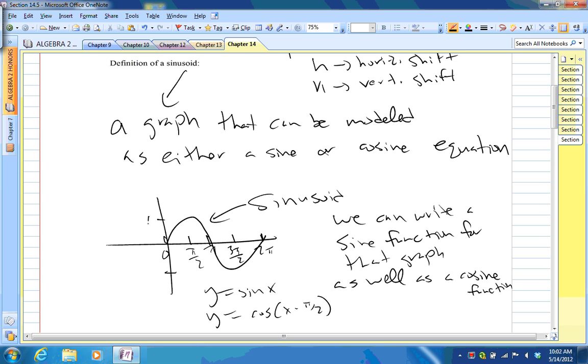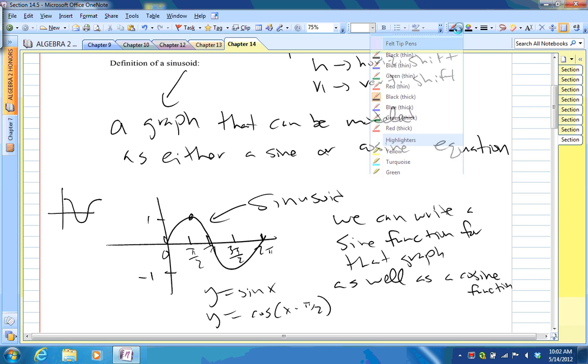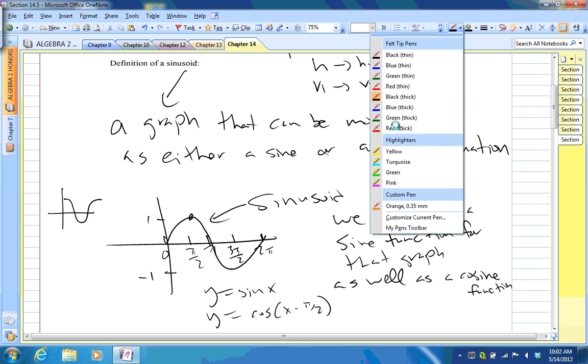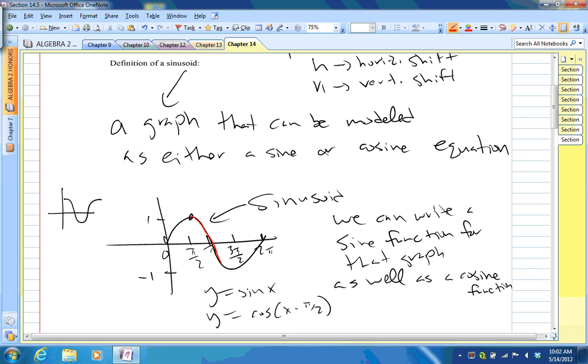Because if you think about it, cosine is supposed to look like this. And if I were to trace a portion of this curve, it's almost like taking the cosine graph and shifting it pi over 2 to the right. So these are both the same thing.